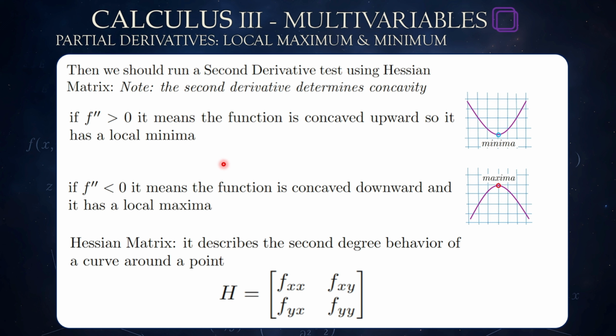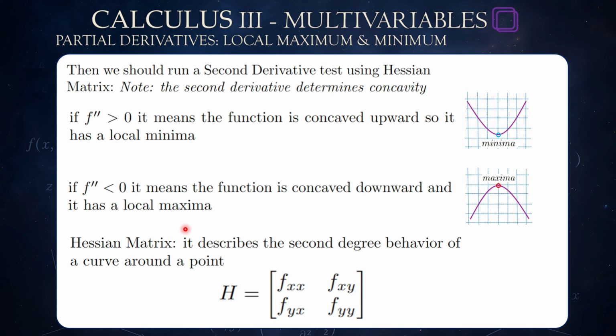Meanwhile, if the second derivative is negative, less than 0, it means that the function is concave downward. So it has a peak. Why? Because the sides are going down, so it has an upward bump. Because the sides are pointed down, it has a local maximum.